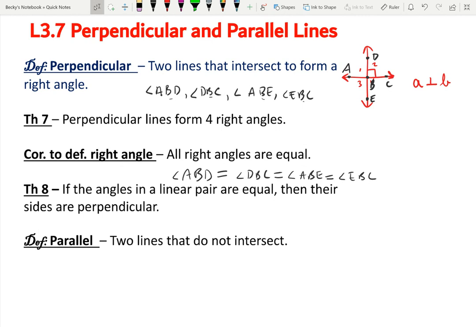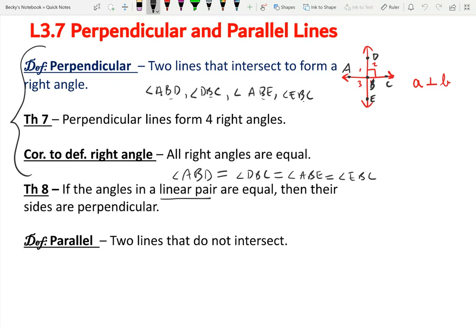So again, they need to be on your theorem sheet. We will actually, not the definition, but the theorem and corollaries are on your theorem sheet. And again, we will use this more later. Theorem 8. If the angles in a linear pair are equal, then their sides are perpendicular. Okay, so this one we don't use quite as much as theorem 7, but let's talk about this.